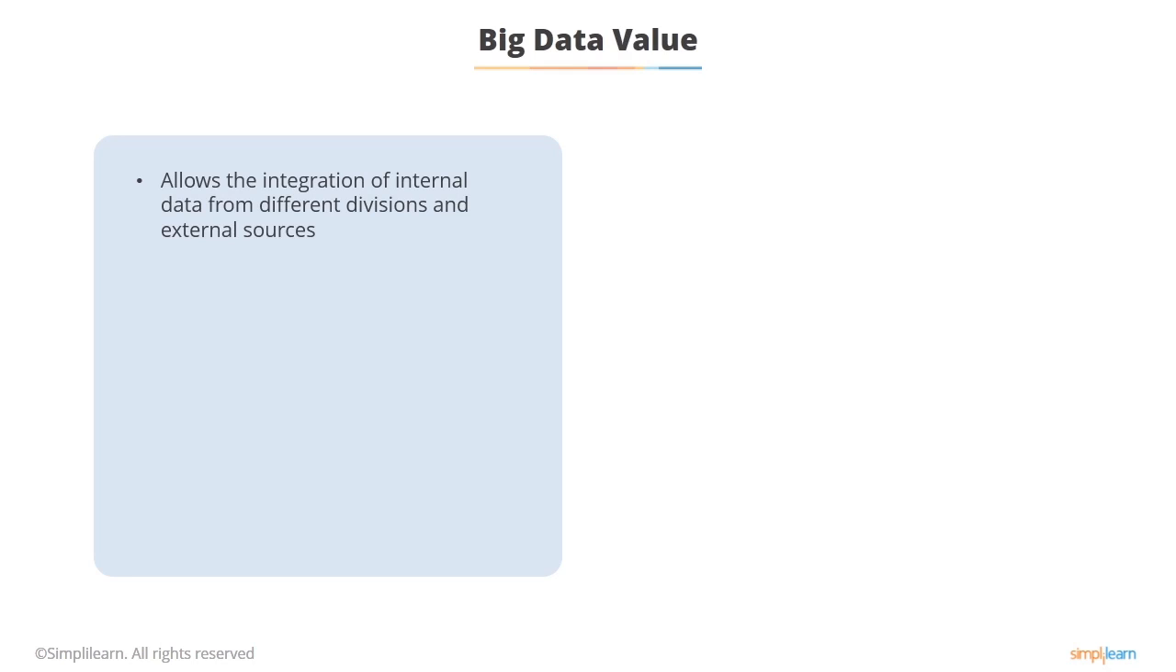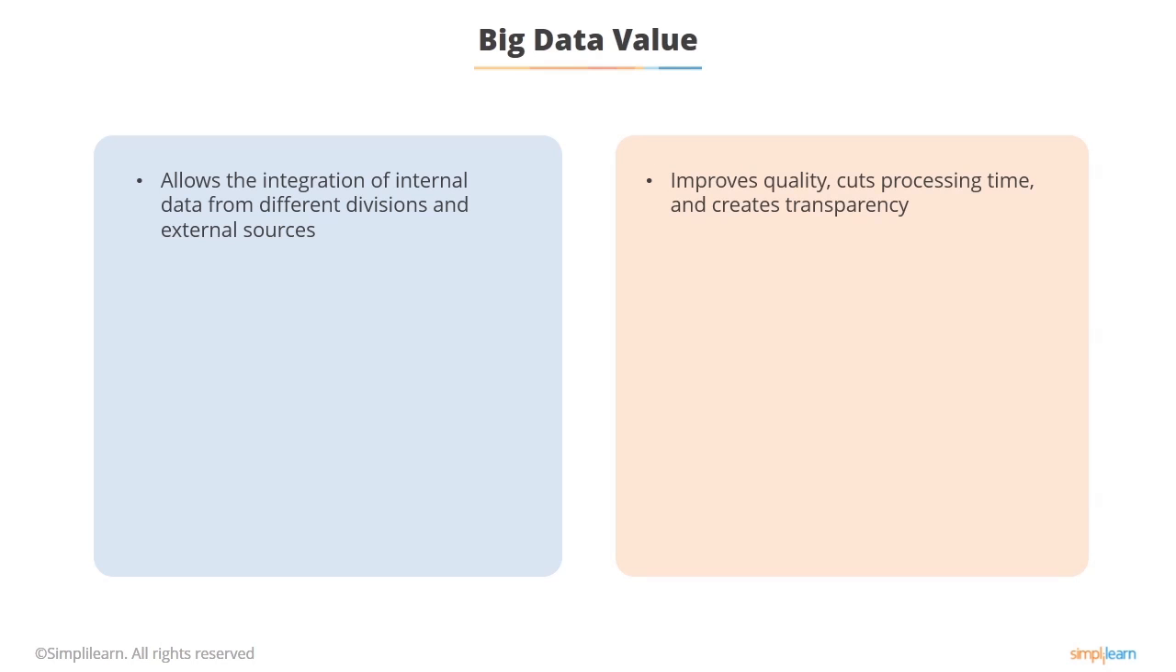Well, the idea is we can get data from different places, different divisions, external sources, and bring it all together. It can improve the quality of it, cut processing time, make it more transparent, rather than having to deal with things that take a very long time. Queries on a very large database can take quite a long time, on the order of hours. Try different things out. What's in the data? What value can we extract from this data?